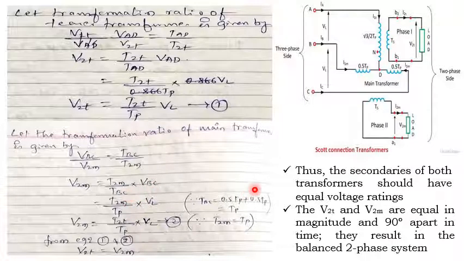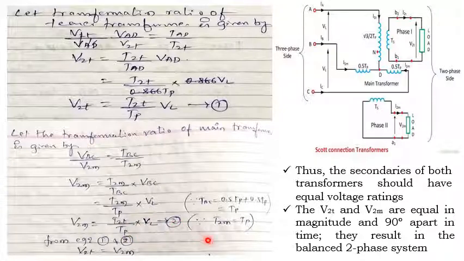What is the value of TBC? TBC is nothing but TP. TBC can be represented as TBD plus TDC. TBD is 0.5 TP, and TDC is again 0.5 TP. So it becomes 0.5 TP plus 0.5 TP, which is TP. Now V2M equals T2M divided by TP into VL. Call this equation number 2.